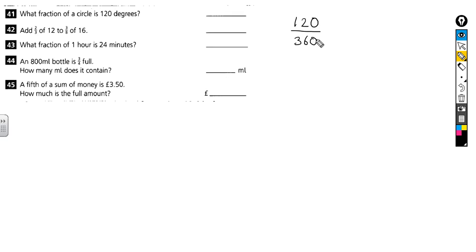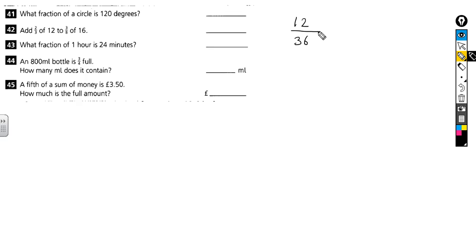Okay, and the first thing I'm actually going to do is divide both the top and the bottom by 10. That's the same as, so 120 divided by 10 is 12, and 360 divided by 10 is 36. So I'm just going to do that there. Okay, so I've now got 12 over 36.